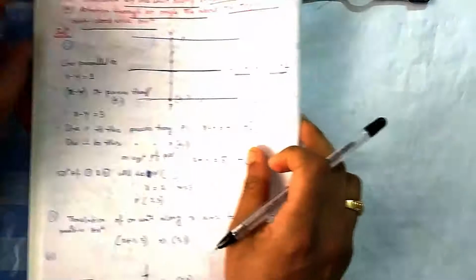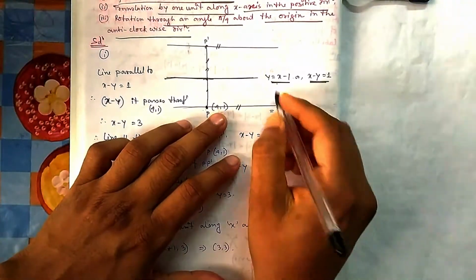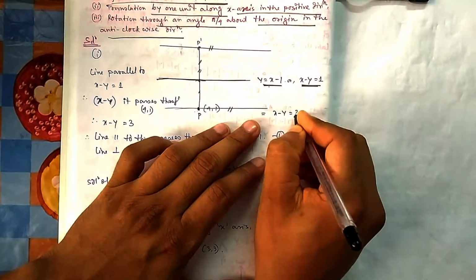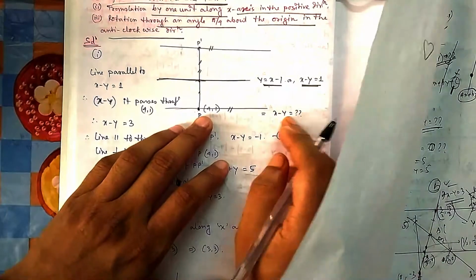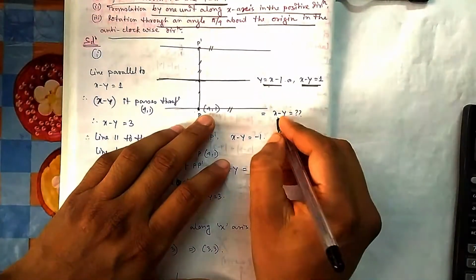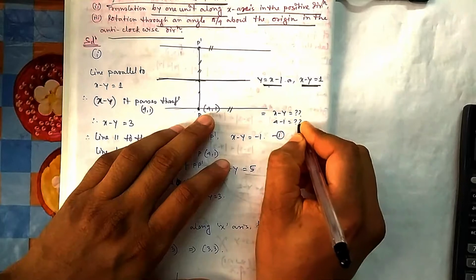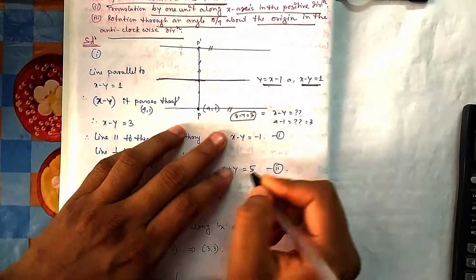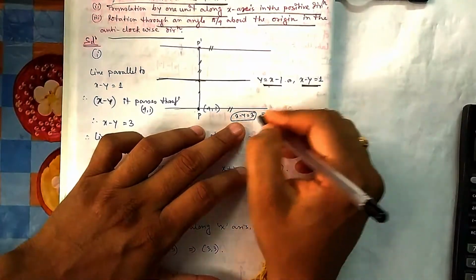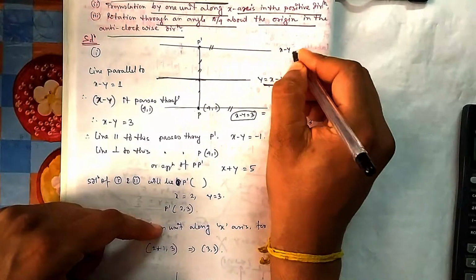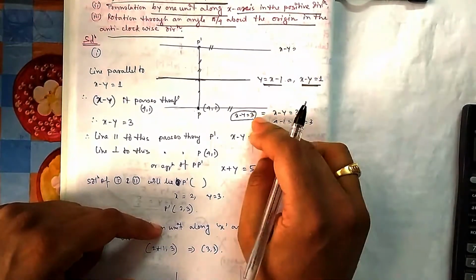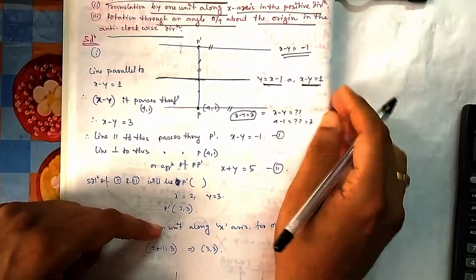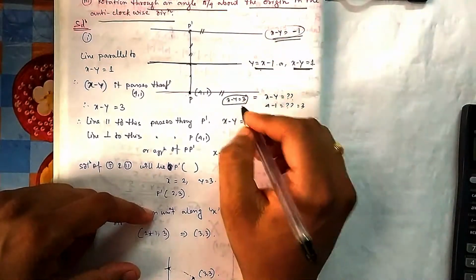Let's first find the equation of this line. What will be the equation of this line? Because it is parallel to this line, it has the same slope, but it is passing through the point 4, 1. If you put 4, 1, you will get the constant, which is 3. So the equation of the line is x minus y equal to 3. If this one is x minus y equal to 1 and this one is x minus y equal to 3, then you can say the constant differs by 2 units. So 3 minus 2 is 1, and 1 minus 2 is minus 1.